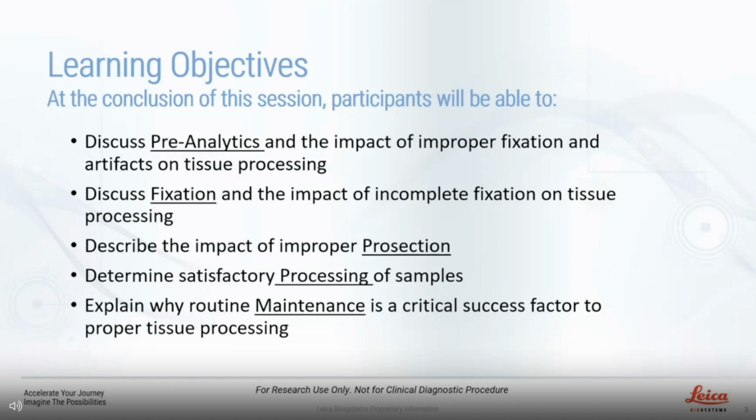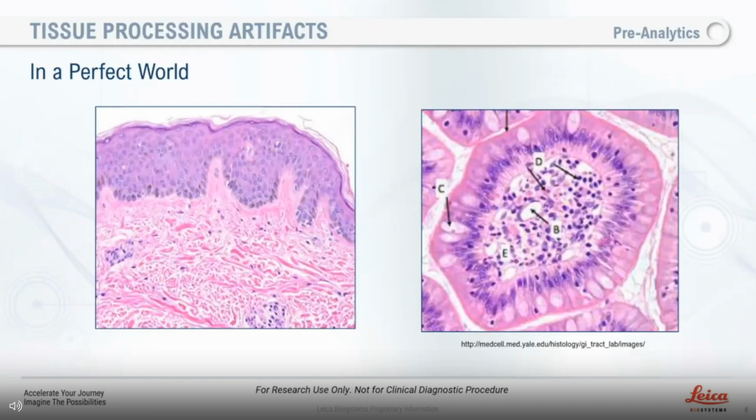Last but not least, we're going to explain why routine maintenance is a critical success factor to proper tissue processing. This slide has two examples of what the ideal sections in a perfect world would look like under the microscope. The skin section on the left is clean, with the eosin staining the components of the dermis with different shades. The colon section on the right is crisp and has well-defined nuclei. You can see some of the cells even contain mucin. There is no background staining or muddiness to the stain. This is a perfect example.